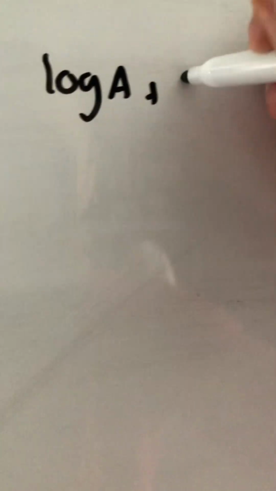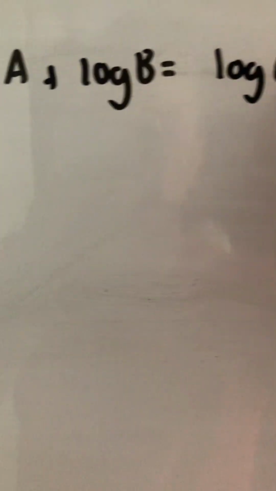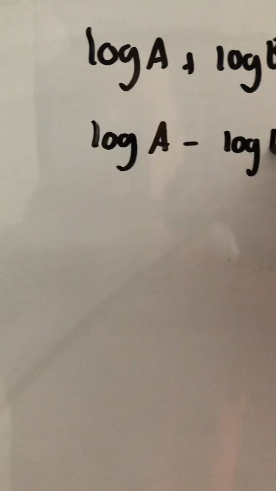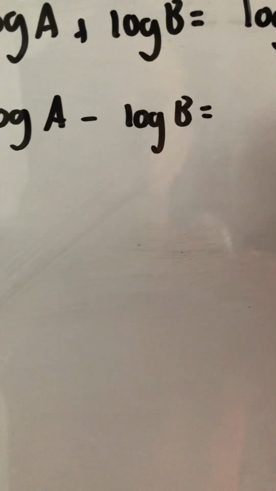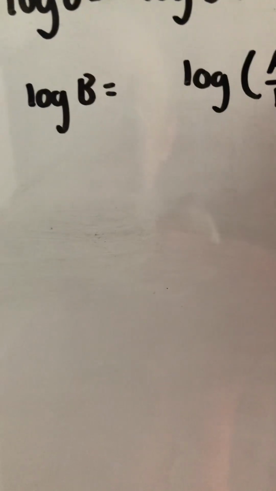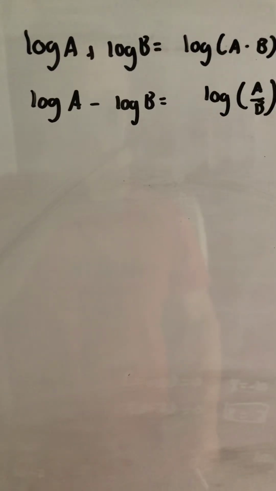Let's say you have log A plus log B. That property of logarithms, log A plus log B, is going to be log A times B. Alright, so now when you have log A minus log B, that is going to be log A divided by B. So there are a couple of properties of logs we're going to have to use to condense logarithms into a single log.